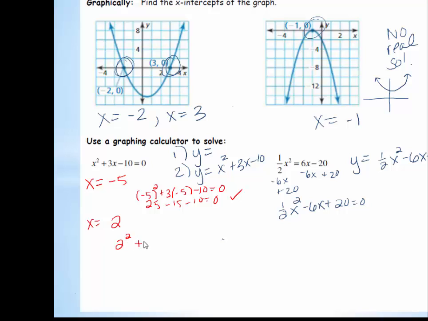2 squared plus 3 times 2 minus 10. Does that give me 0? Yep. So graphically, I just graphed it with my graphing calculator. I go, boom, I got my answers, and I'm good.